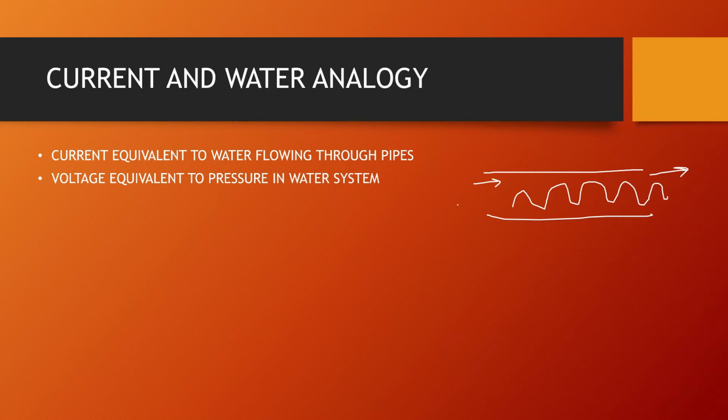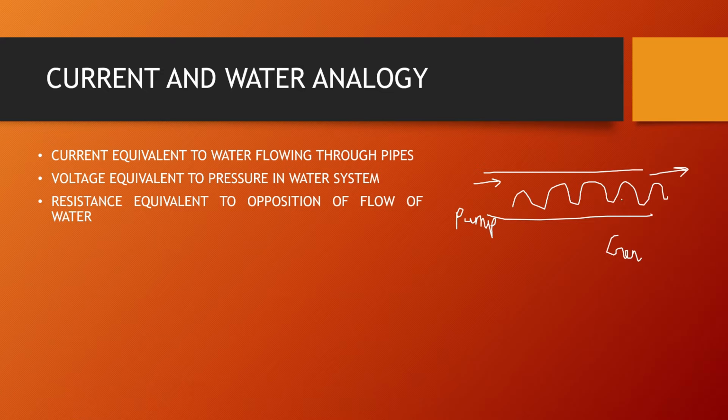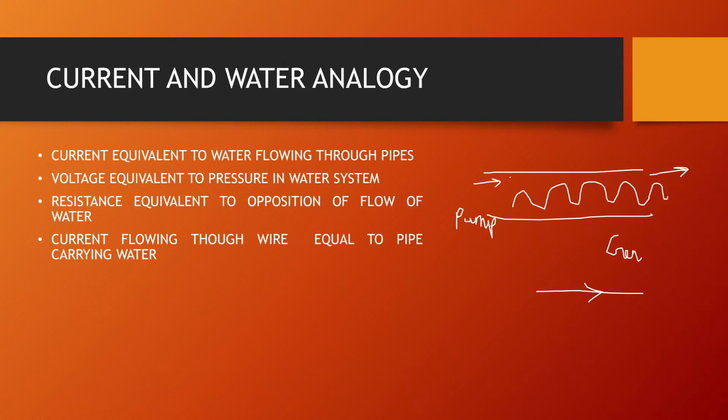In a water system you have a pump that would pump water from this end to another end. In electrical engineering you would have a generator. Now this water flow would encounter some opposition when it's flowing through the pipe. That is called resistance in electrical engineering. In a water system, this pipe is used to carry the water. In electrical engineering, that would be equivalent to a wire in which current is flowing. So you see, it's simple to understand when you compare current and water analogy.